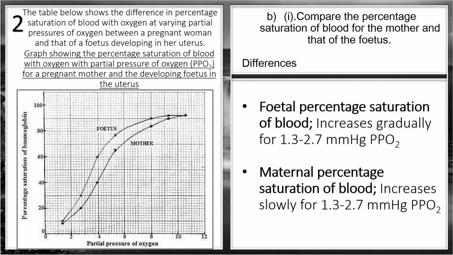The fetal percentage saturation of blood increases gradually from 1.3 to 2.7 millimeters Hg. So it increases gradually from 1.3 here up to 2.7 around here. Whereas the maternal increases slowly from 1.3 to 2.7. The one for the mother is increasing slowly from that point up to around there.